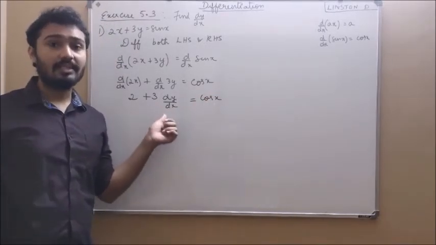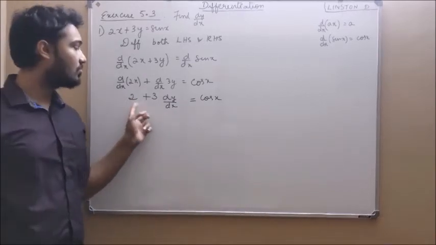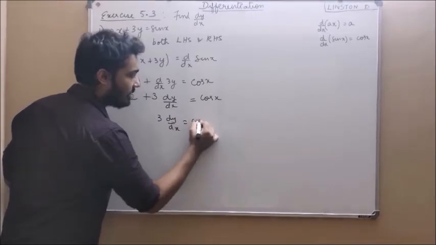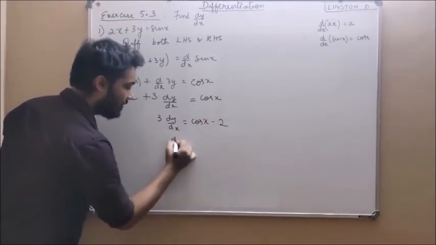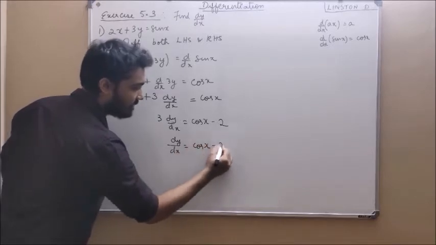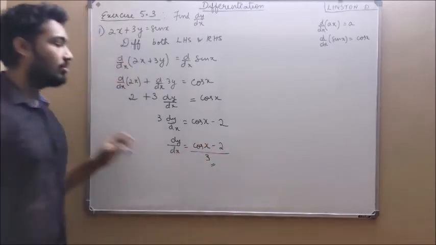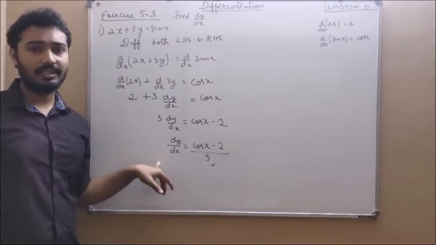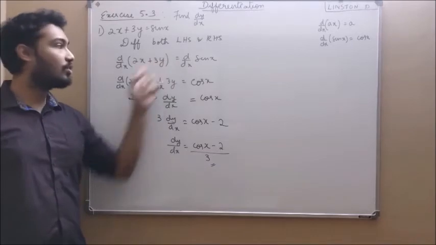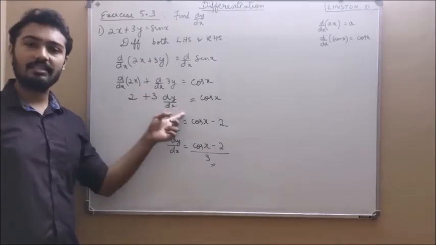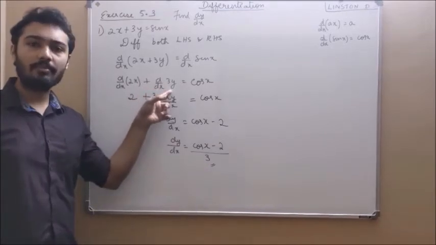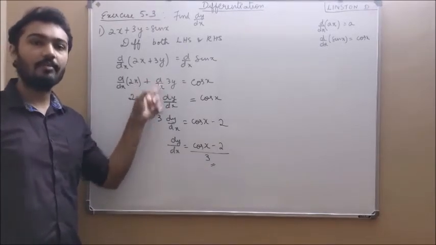Now we have to get dy by dx. How to get dy by dx? Shift this to the other side. So 3 dy by dx equal to cos x minus 2. So dy by dx equal to cos x minus 2 divided by 3. So this is the answer. So how to get it? Differentiate on both sides, then separate the dy by dx term and get the answer. If you have a dependent variable, keep it as it is: dy by dx.